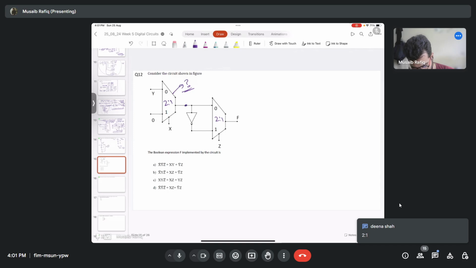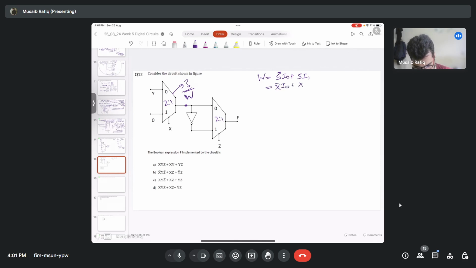Let's call this output w. So my w will be equal to S bar I0 plus S I1. S is x, so x bar I0 plus x I1. I0 is y, so it is x bar y, and I1 is 0, so it will be x bar y only. This x bar y, that is w, goes to this, and its complement goes to this, so that is w bar.